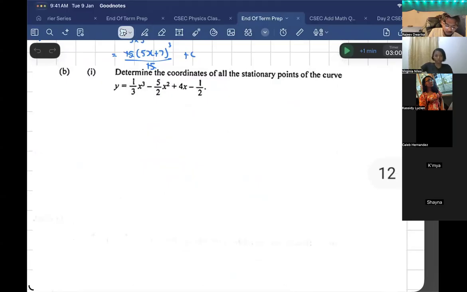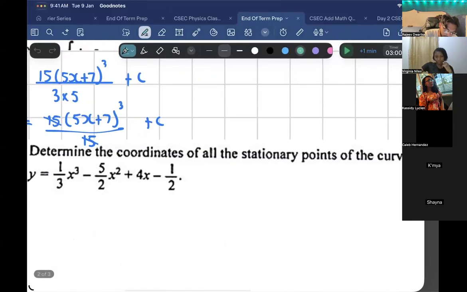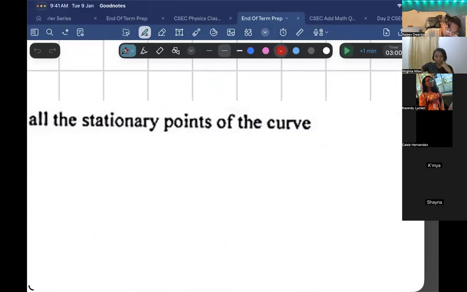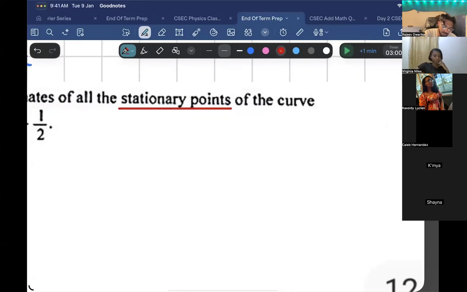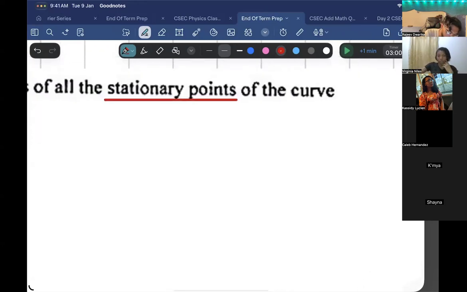Determine the coordinates of all the stationary points of the curve. Now, what is a stationary point? At a stationary point, the gradient is what? Does anybody know? 0. And if you are confused, let me give you an example quickly. What kind of curve is that? A parabola, with a maximum and minimum.